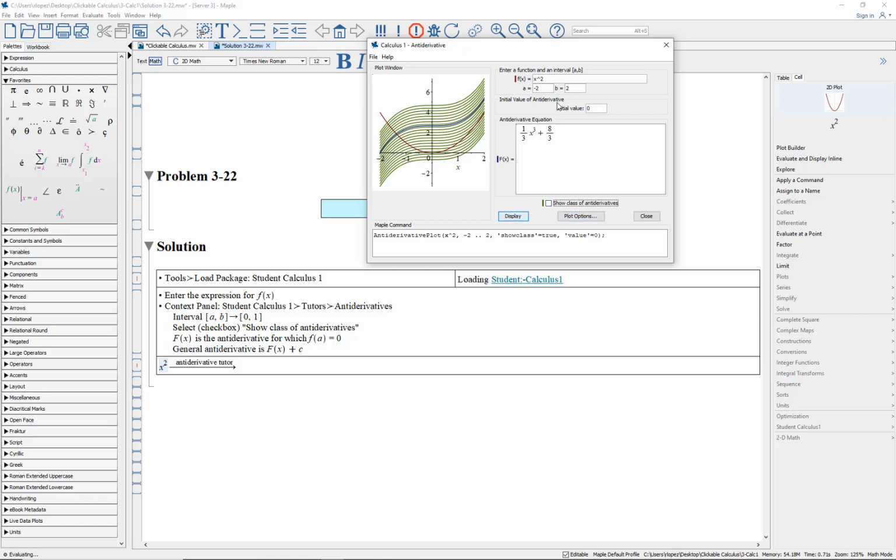And if you uncheck this and change the domain to 0 to 1, then this is the function. This is its derivative. So the general one is this function plus a constant of integration, an arbitrary constant. But this is the only place in Maple where you can get an antiderivative without having to mention the word integrate.